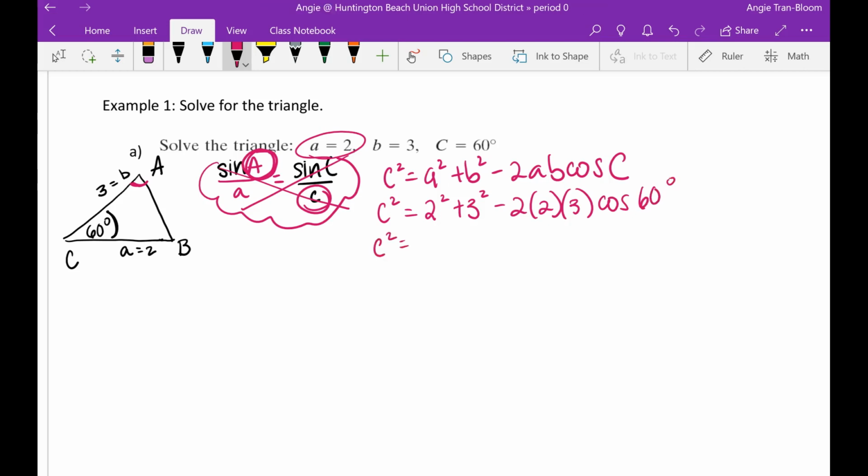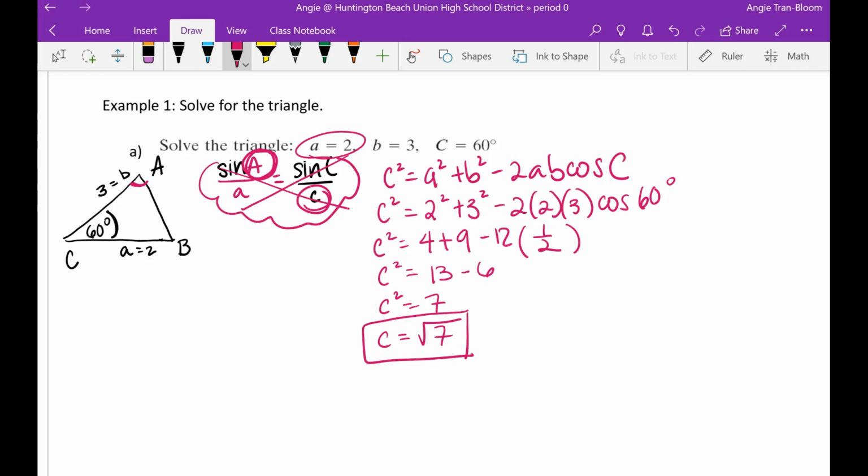So C squared equals 4 plus 9, minus 12, since 2 times 2 is 4 times 3 is 12, times cosine of 60 degrees, that's going to be 1/2. So let's do some more math. C squared, this is 13. Half of 12 is going to be 6. So C squared is 7. So that means C is square root of 7.